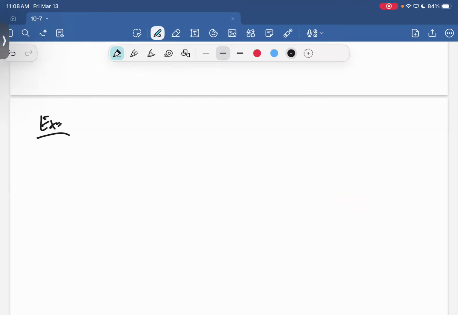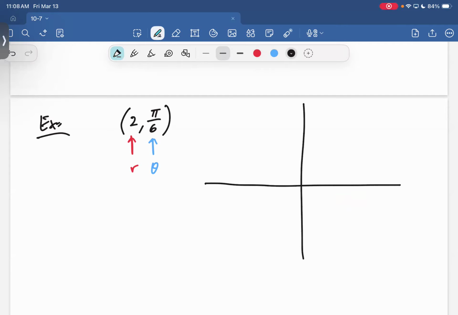Suppose we had the polar coordinate 2 comma pi over 6. Okay, so 2 is the radius and pi over 6 is the angle. And so if we were to graph this point, suppose the question asked us to convert this to Cartesian coordinates or rectangular coordinates, we would start at the positive x-axis, then go pi over 6 counterclockwise, 30 degrees. And then we start from the origin and go 2 units in that direction. And that would get us to our point 2 comma pi over 6.